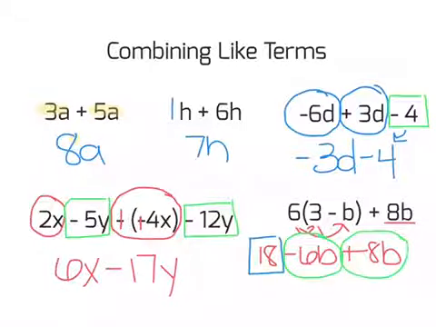I go look at my b's and I circle negative 6b and a positive 8b. Then I go back and I put my like terms together. I have nothing to combine with my 18, so I drop it. Then I look at my negative 6b plus 8b, and if I have negative 6 plus 8, that gives me a positive 2b. And then you are finished.